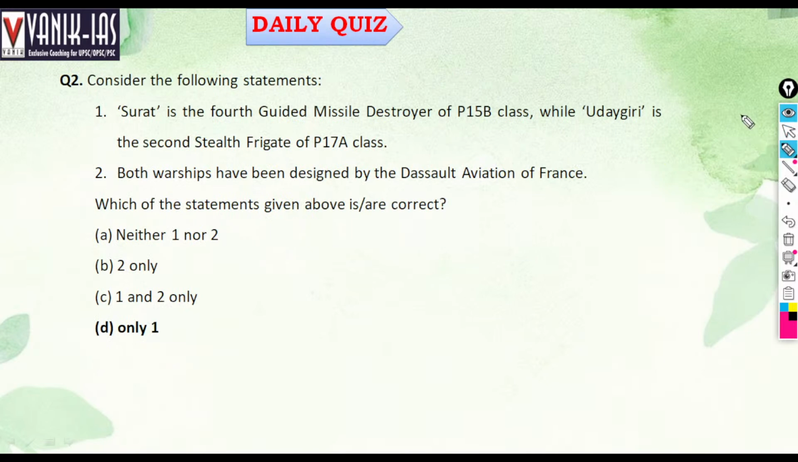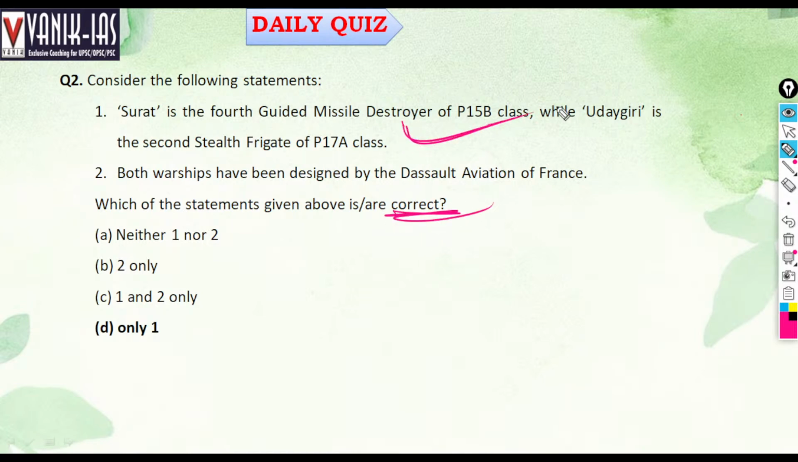Then consider the following statements. Surat is the fourth guided missile destroyer of P-15B, while Udaygiri is the second stealth frigate of the P-17A class. Right. So which of the following statements are correct?